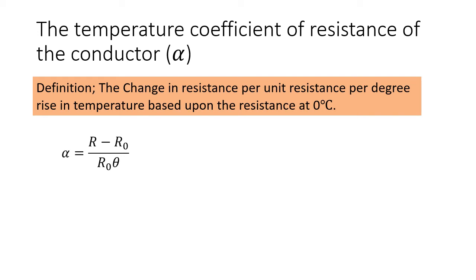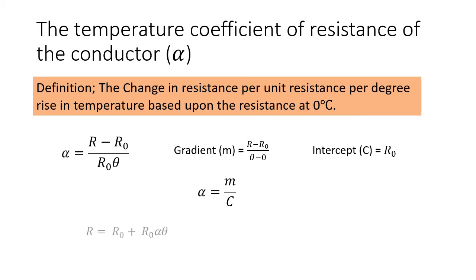In the previous slide, we obtained the gradient and the intercept as follows. The gradient is equal to (R minus R0) divided by (theta minus 0) and the intercept is equal to R0. By inspecting these equations, we can see clearly that we can obtain the temperature coefficient of resistance by dividing the gradient by the intercept. By rearranging the first equation, we can get R equals R0 plus R0 alpha theta. Therefore, R equals R0 times (1 plus alpha theta).